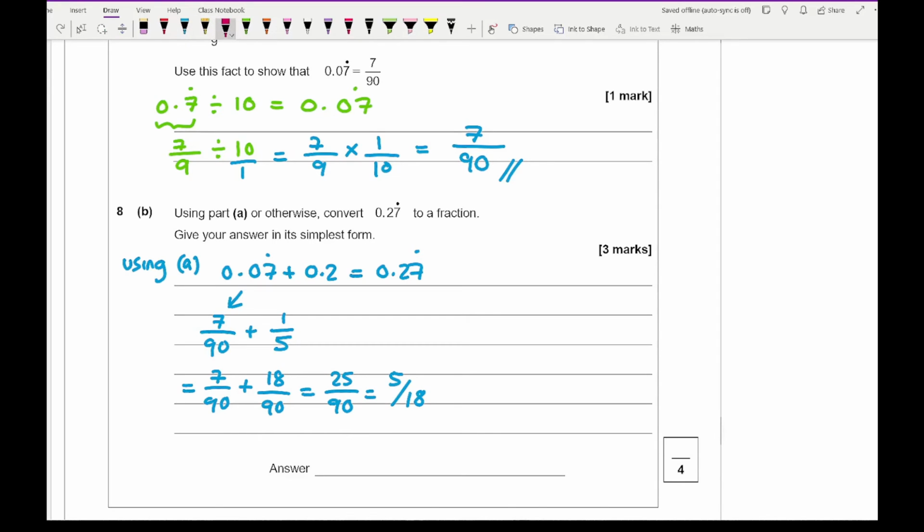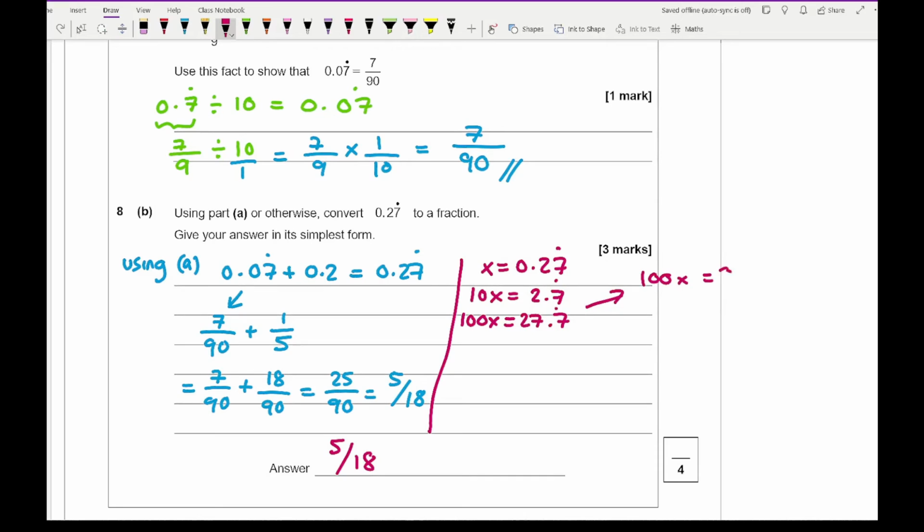Now that's using the answer from part A. But if I didn't use part A, then what I could do is first make the recurring decimal equal to x, multiply both sides by 10, so I get 2.7 recurring, and multiply by another 10, so I get 27.7 recurring. Then from this I get 100x equals 27.7 recurring, and 10x equals 2.7 recurring.